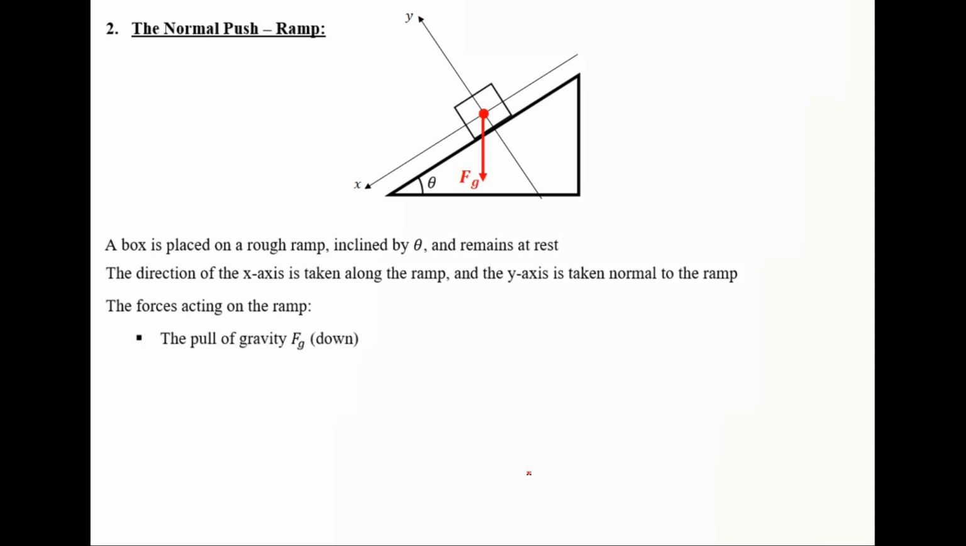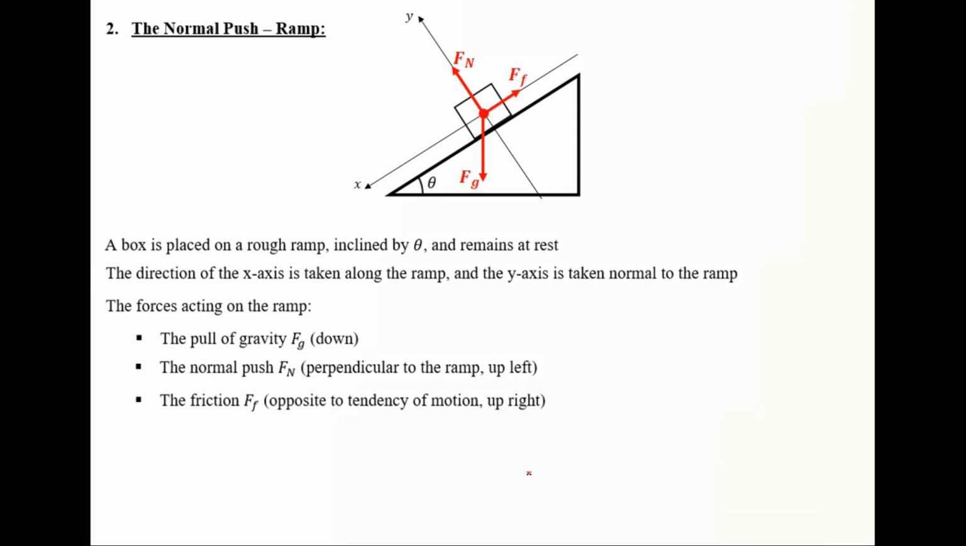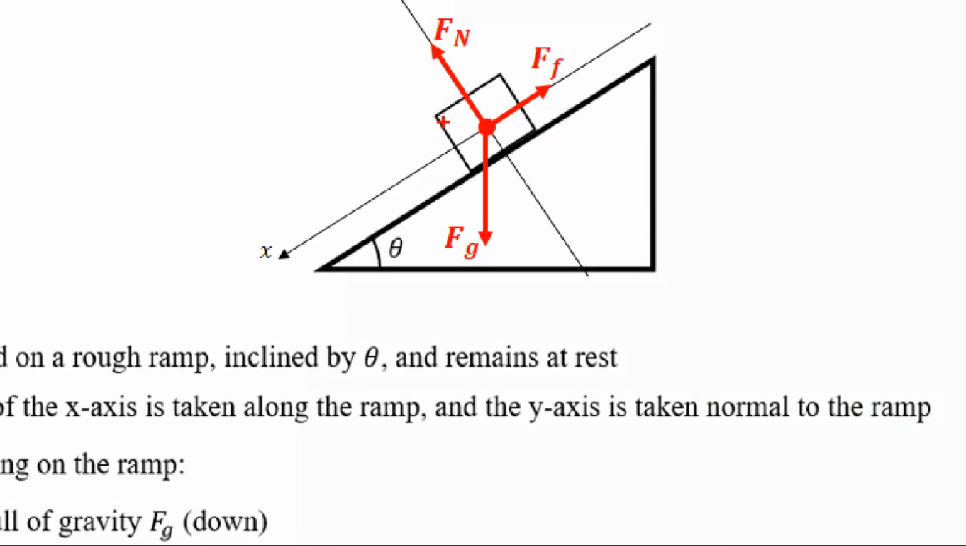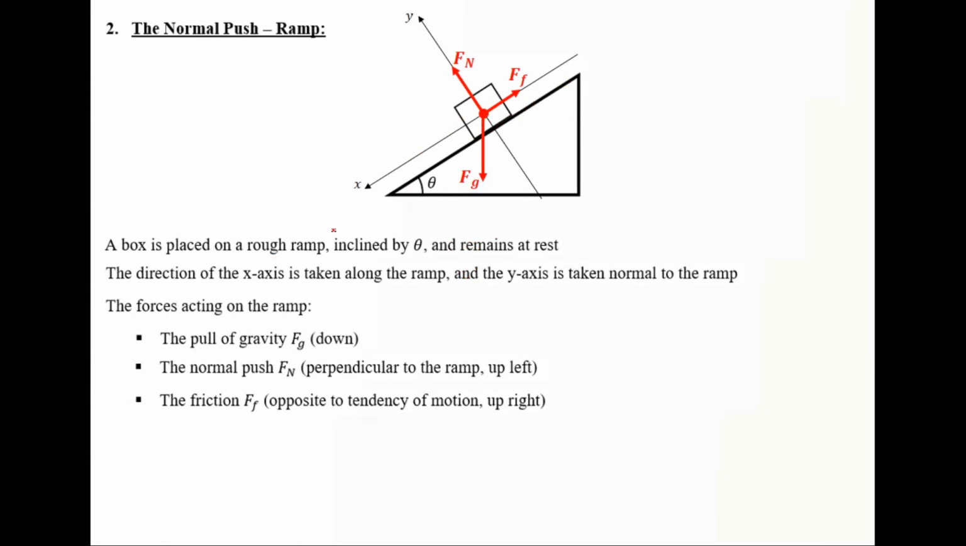We have the pull of gravity, which is down. We have the normal push, which is perpendicular to the ramp, up left. We have the friction force, which is opposite to the tendency of motion, up right. We suppose that due to the action of gravity, the box would slide downward. For this reason, the friction would be up along the ramp, up right.